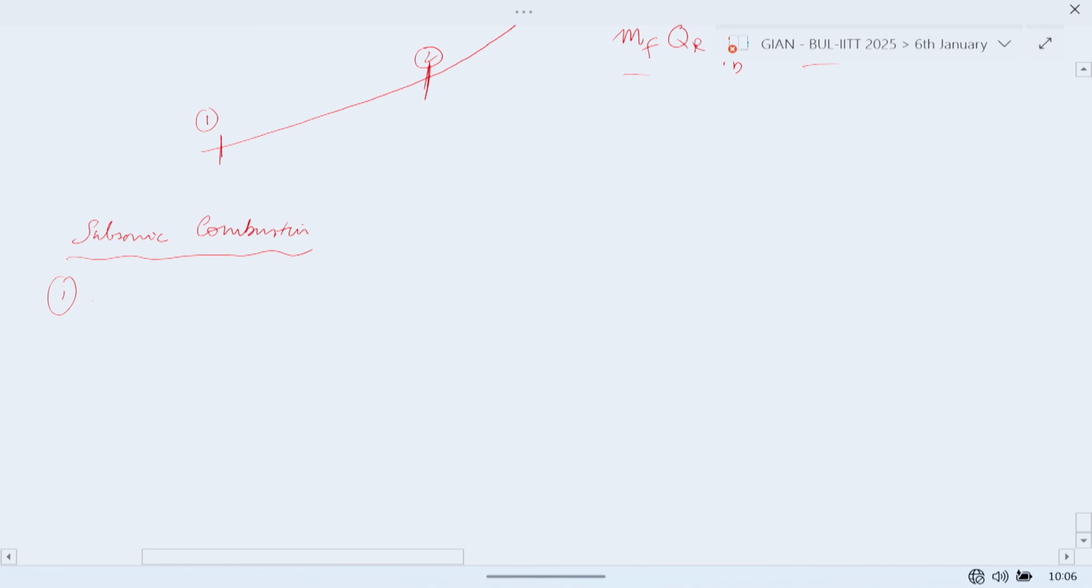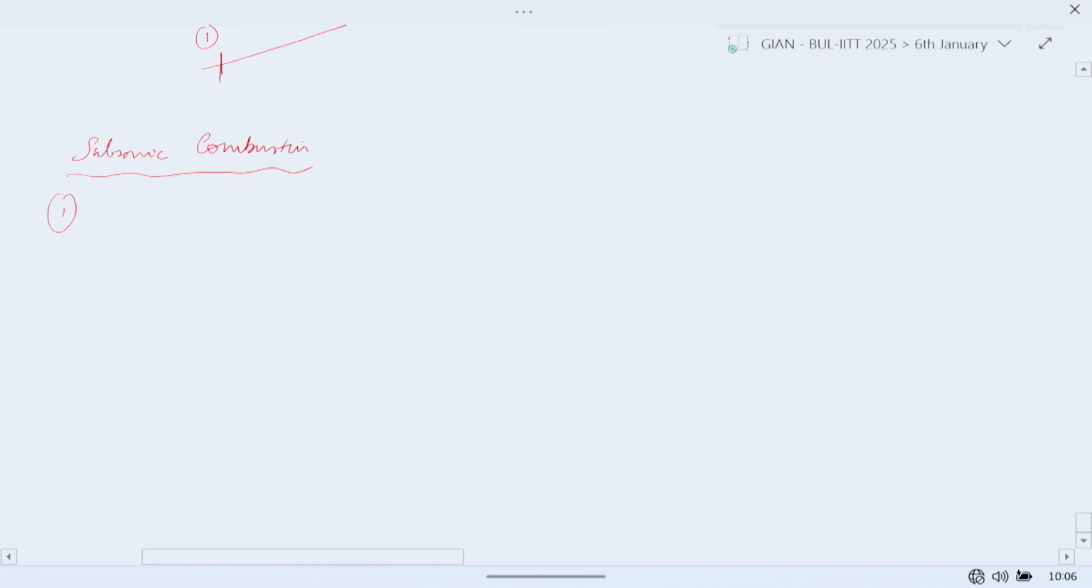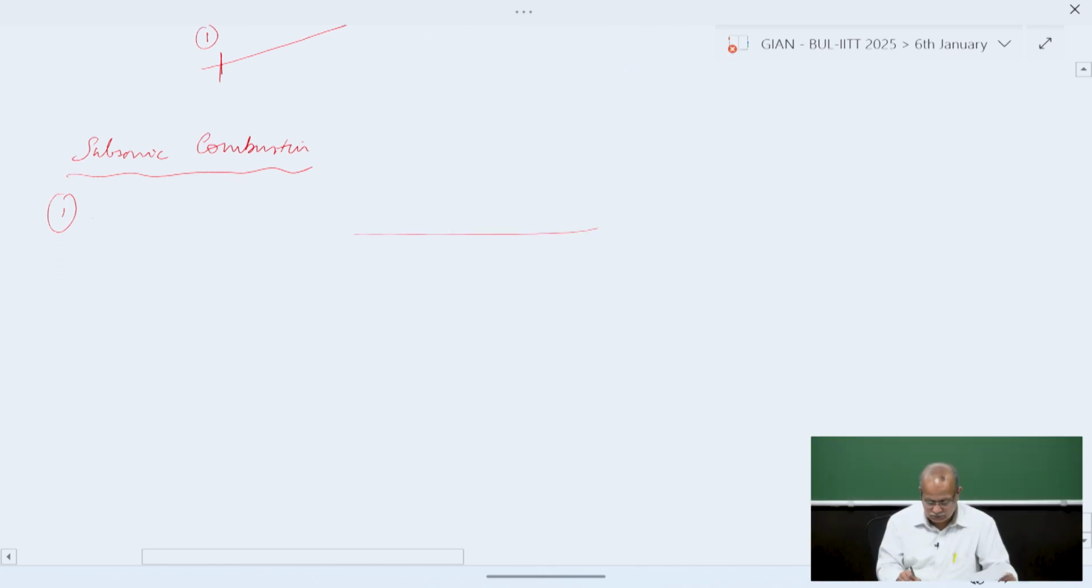Problem number 1. It says a gaseous mixture of air and fuel enters the combustor, a combustion chamber, with a velocity. So here it is 1, and this is 2. It enters at the velocity V1 equal to 60 meters per second, at a temperature T1 equal to 48 degrees centigrade and a pressure P1 of 0.345 bar.